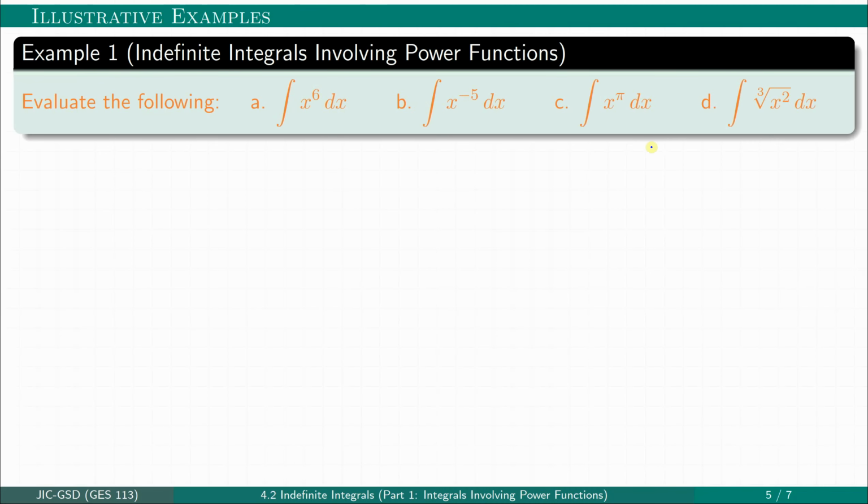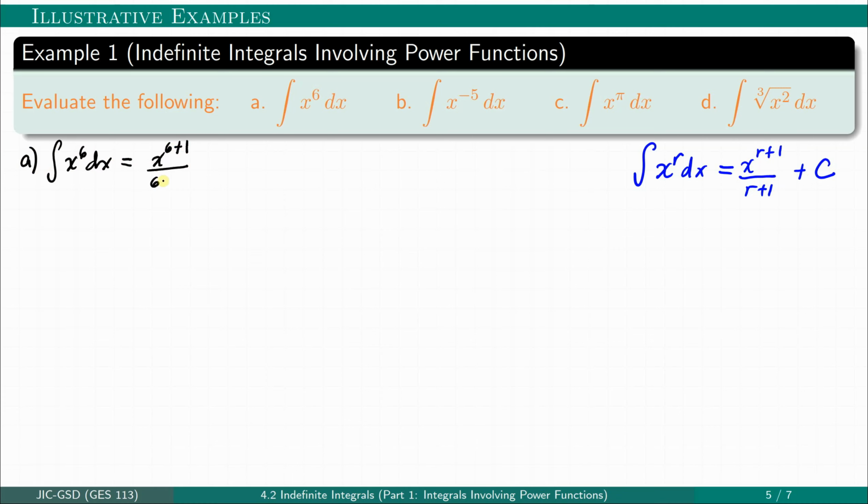In our first set of examples, we are going to use this formula, the power rule for integration, which says that if you have the integral of x raised to r dx, all you have to do is add 1 to the power divided by r plus 1 plus a constant. So for letter A, we have integral of x raised to 6 dx. This will be equal to x raised to, the power is 6, so we just have to add 1 to the power, divided by 6 plus 1, plus c. We can rewrite this one as x raised to 7 divided by 7 plus a constant c. And that is our final answer.